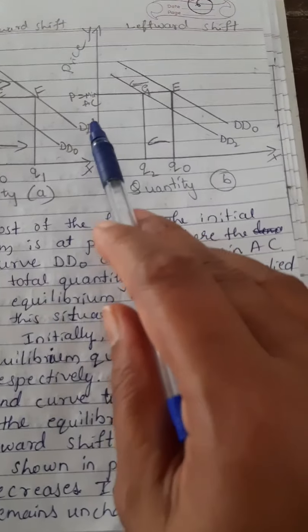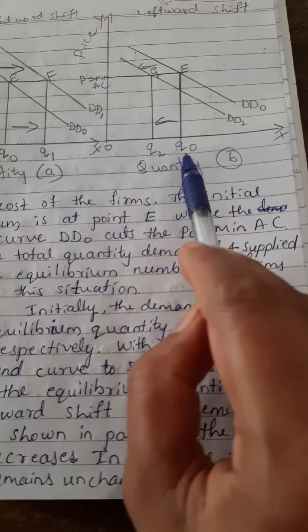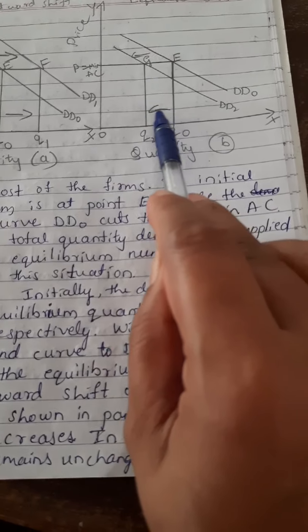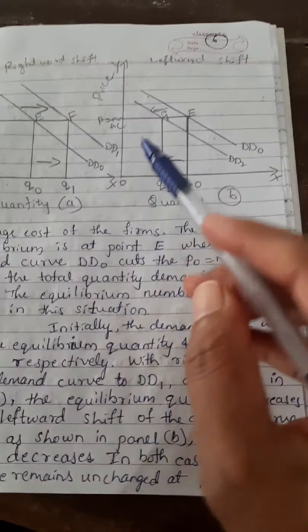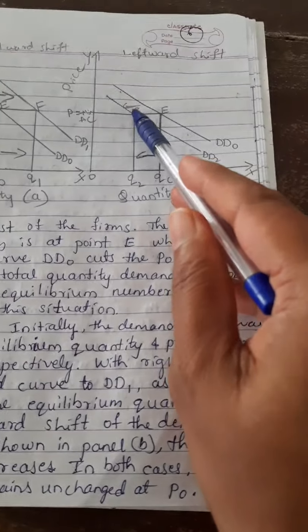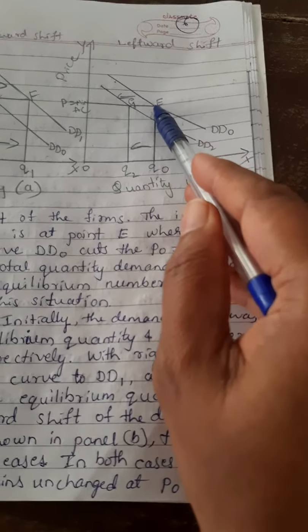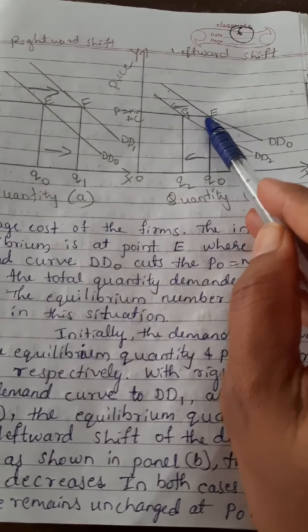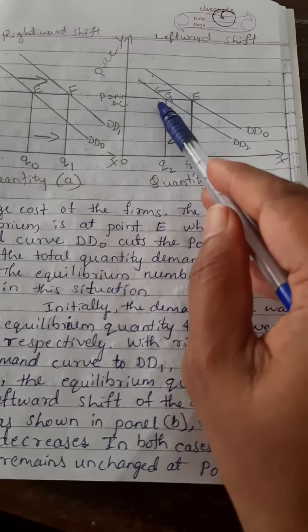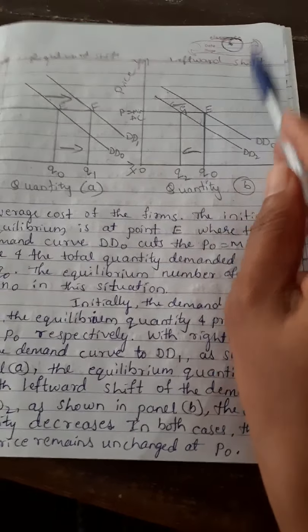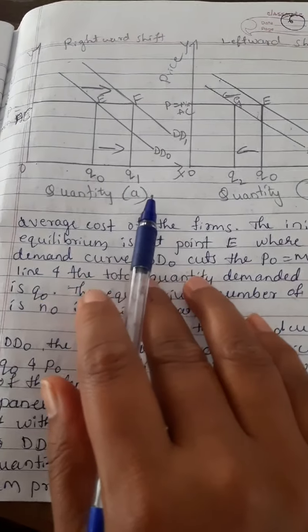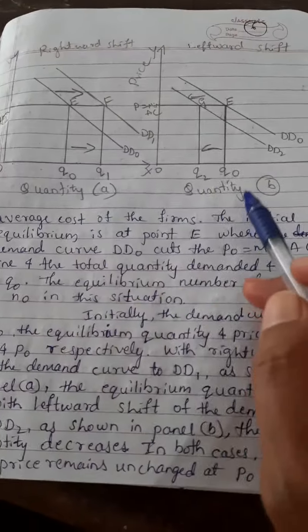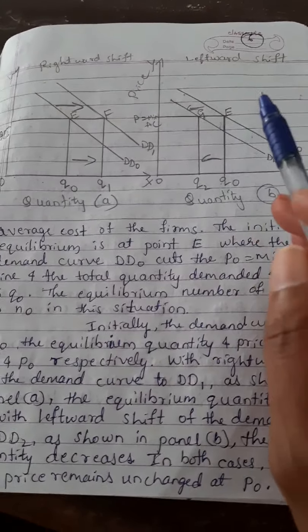When the price is equal, quantity decreases from Q0 to Q2. Quantity decreases from the original equilibrium Q0 to Q2 here. The demand curve shift makes G1 here. This arrow mark, E is the original equilibrium point. The demand curve shifts leftwards here. It means when quantity increases, the demand curve shifts rightwards. When quantity decreases, the demand curve shifts leftwards.